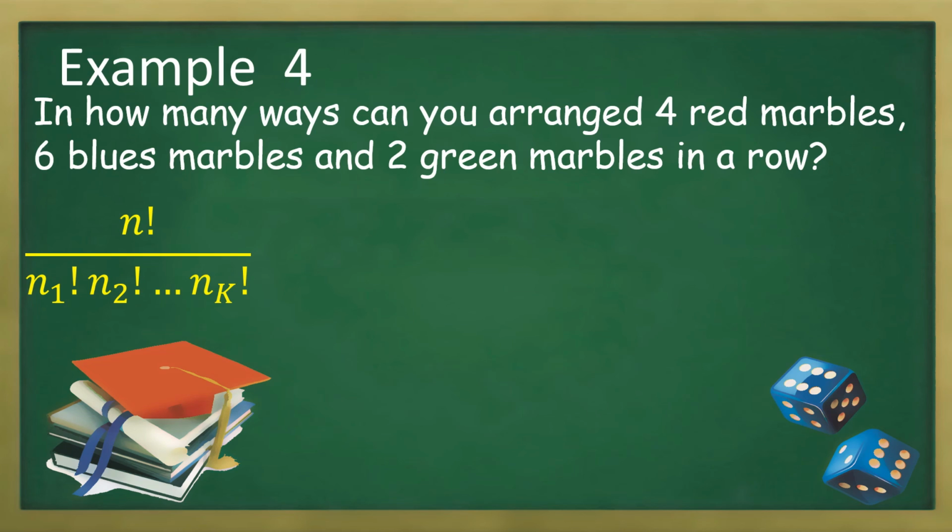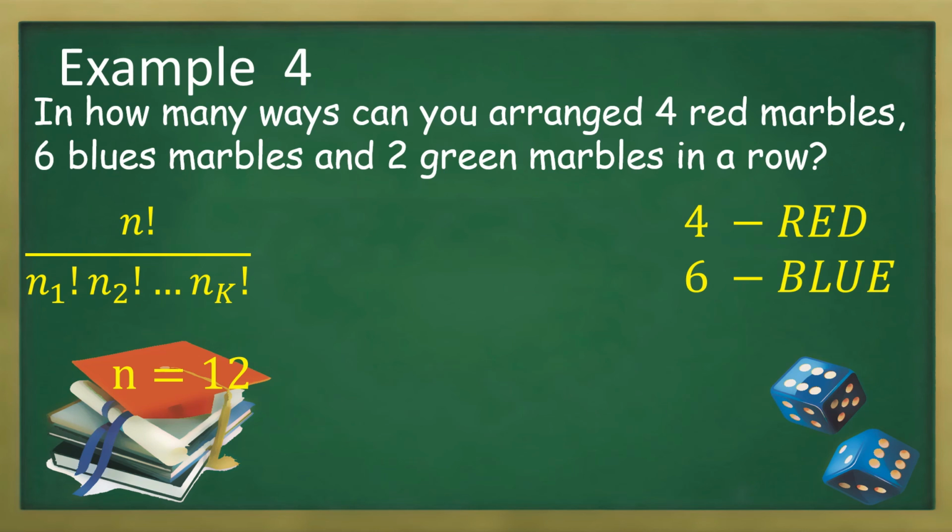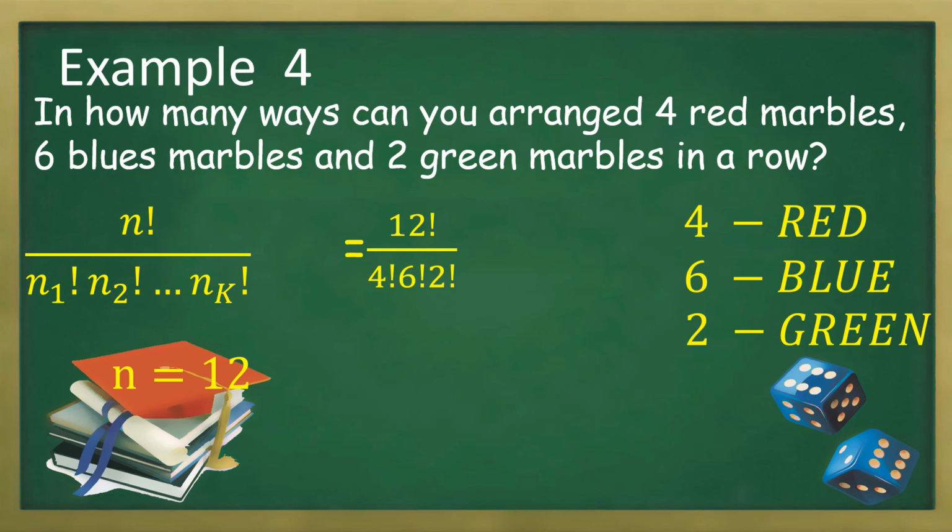Then we will have our n, which is the total number of objects that we're going to arrange. And for this one, we're going to arrange 12 objects because we have 12 marbles. Then we're going to list down the identical objects. We have 4 red marbles, 6 blue marbles, and 2 green marbles. Then using our formula, we will have 12 factorial over 4 factorial, 6 factorial, 2 factorial, replacing n with 12, n sub 1 with 4, n sub 2 with 6, and n sub 3 with 2.